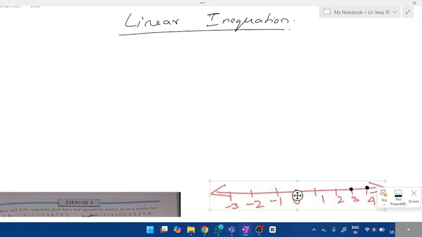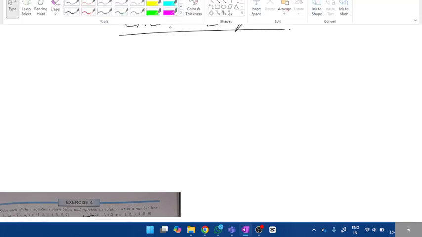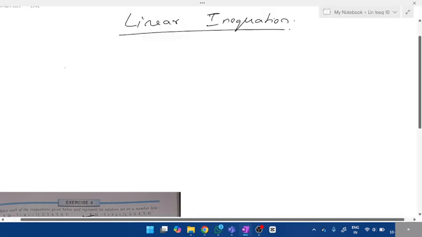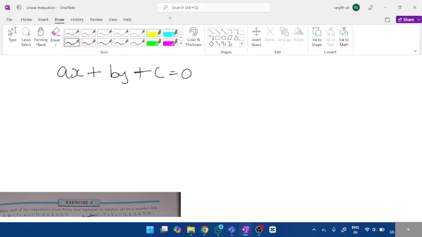I'll tell you that. Before that, the general equation. For simultaneous linear equations, remember I gave you a general equation. What's the general equation for simultaneous linear equations? ax plus by plus c equals 0. Do you remember that? Last year you had simultaneous linear equations. This was the equation for simultaneous linear equations.